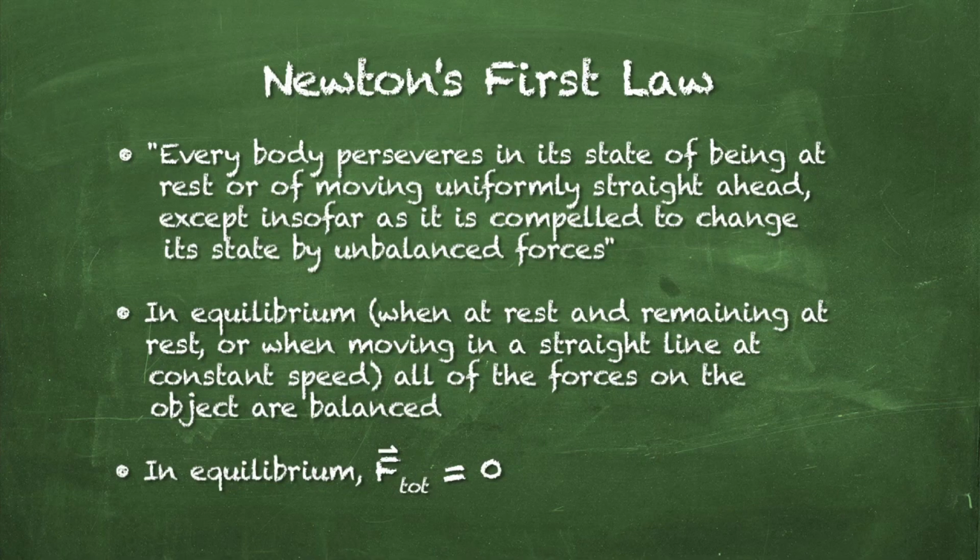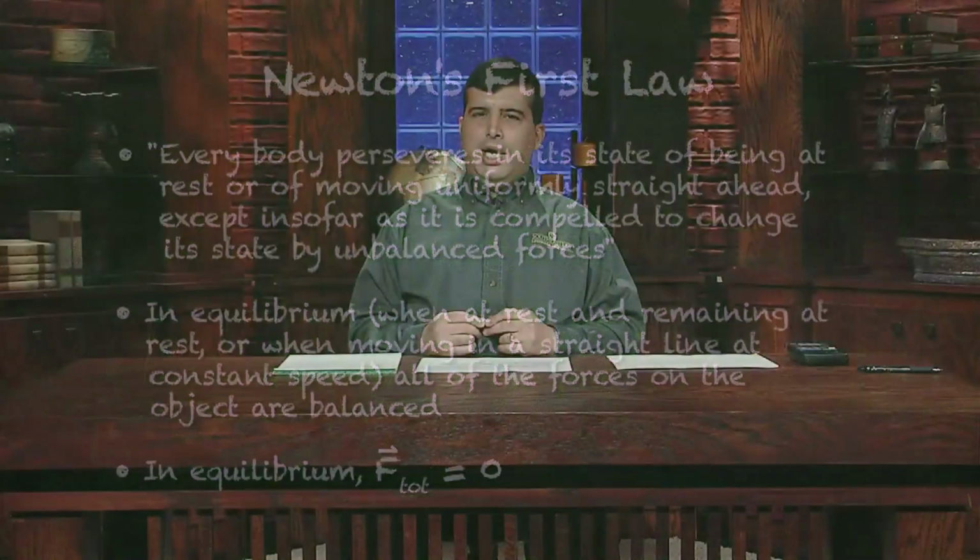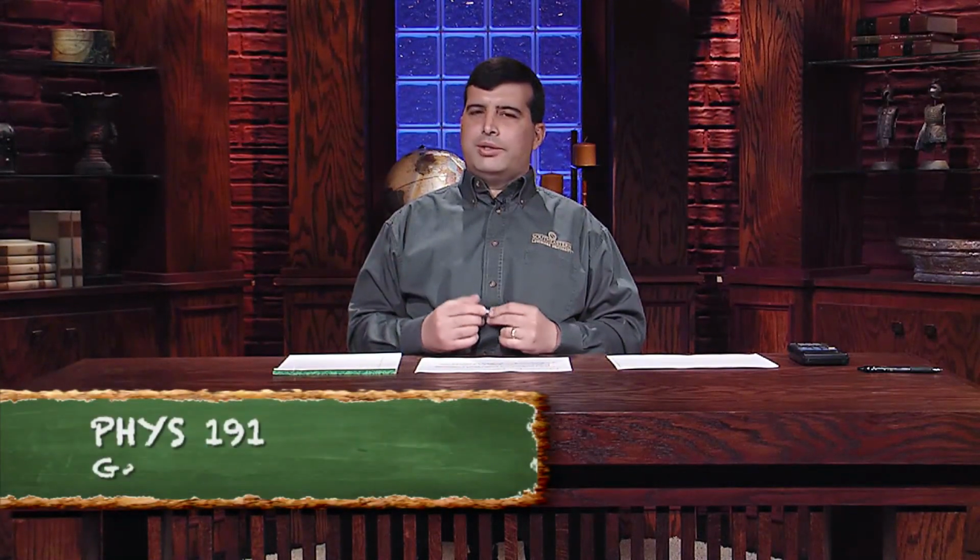Now, the first thing I'll remind you is to be careful. Equilibrium is not just at rest and remaining at rest. Most people are comfortable with the idea of being at rest and remaining at rest being equilibrium. But also, if an object is moving at constant speed in a straight line, it's also in equilibrium. So at rest and remaining at rest is equilibrium. Moving at constant speed in a straight line is also equilibrium. We give those two names to help you remember both of them.